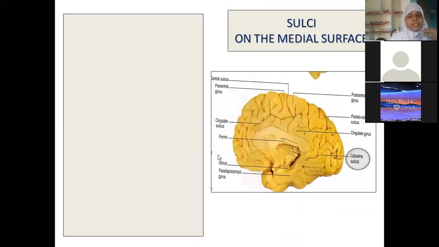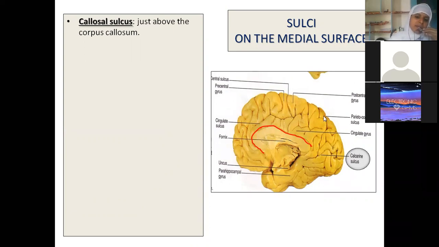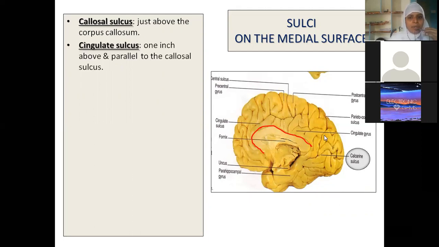After studying that, we have sulci on the medial surface. Now we know the structure seen here is the corpus callosum. This is completely the medial surface, and the corpus callosum binds the right and left cerebral hemispheres, isn't it? The sulcus seen immediately above the corpus callosum is the callosal sulcus. Then 1 inch above and parallel, you find one more sulcus here, beta. Again, these are all arbitrary. More or less you can use the word imaginary.